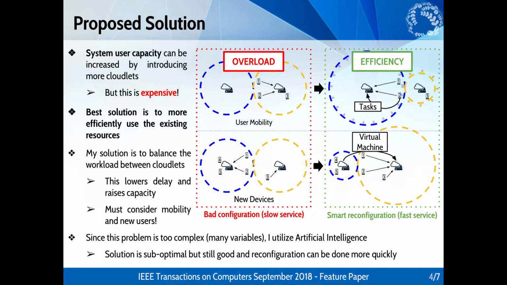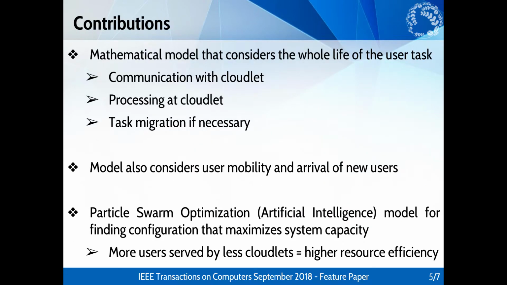However, this problem is too complex because it has too many variables, so I use artificial intelligence. The resulting solution is suboptimal, but still good, and reconfiguration can be done more quickly because of the low complexity of artificial intelligence. The main contribution of this paper is as follows. I create a mathematical model that considers the whole life of the user task. This includes communication with the cloudlet, processing of the task at the cloudlet, and task migration between cloudlets if necessary.